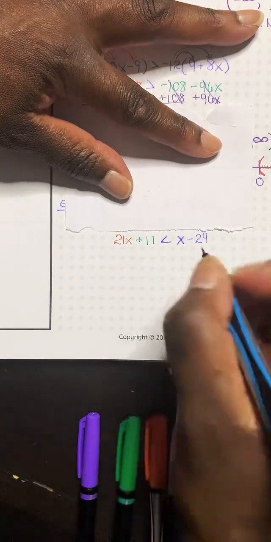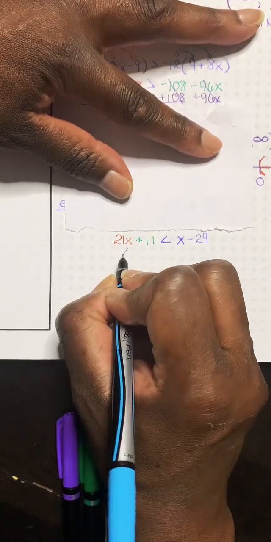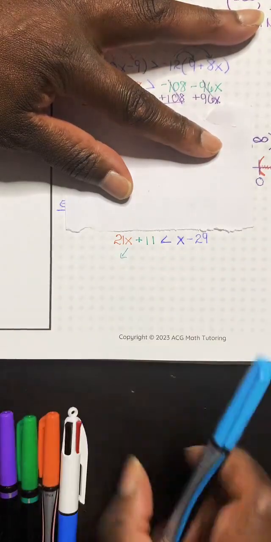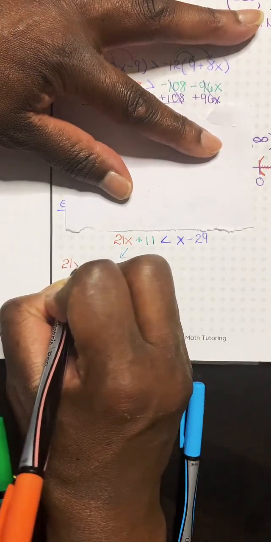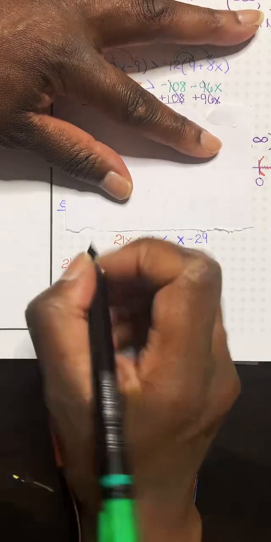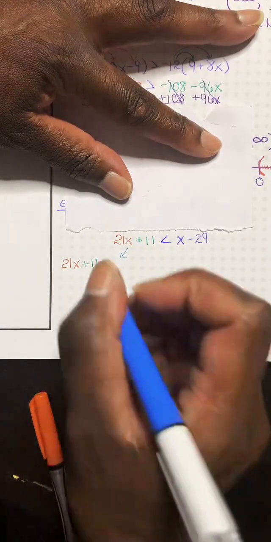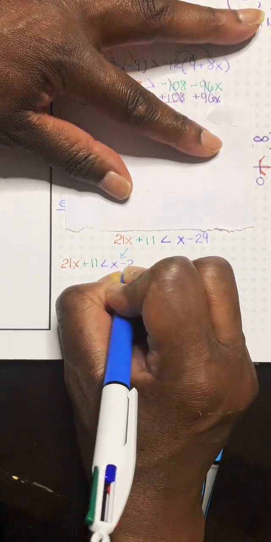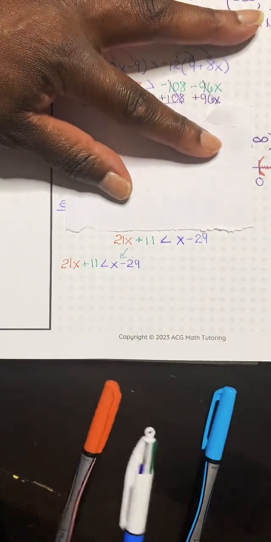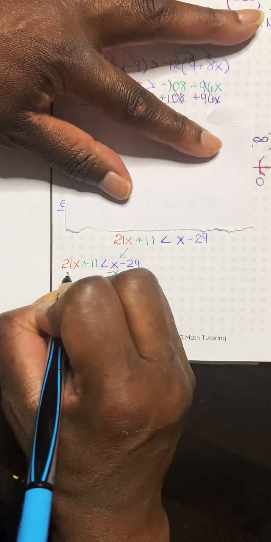Okay? So let's do it one way first. If I subtract this x, I'm going to put that over here. So we have our 21x, we have our plus 11, and we brought down less than x minus 29. And then from here, I'm going to subtract x on both sides.